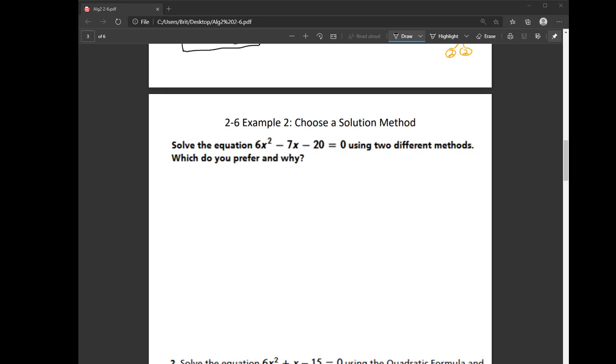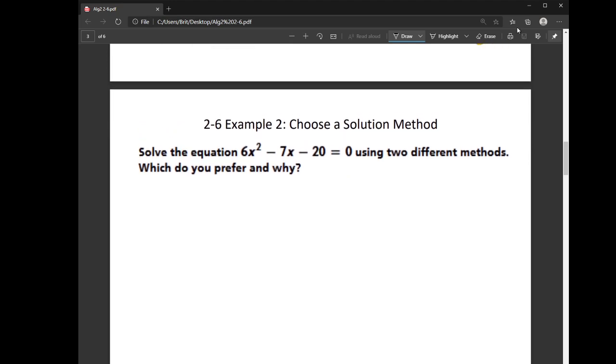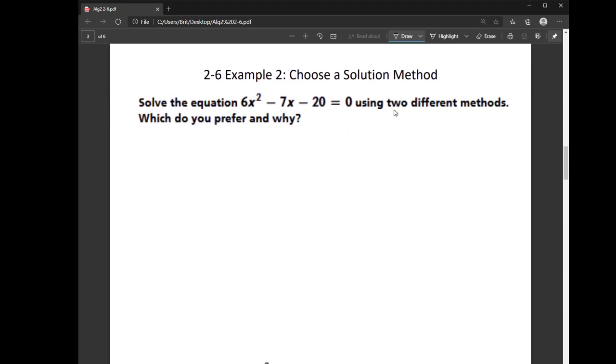In this video, I'm zooming apparently. Sorry about that. In this video, I'm covering section 2-6, example number 2, in the SavvasRealize Algebra 2 textbook. We're going to be looking at how to choose a solution method. So how to choose how to solve a quadratic.